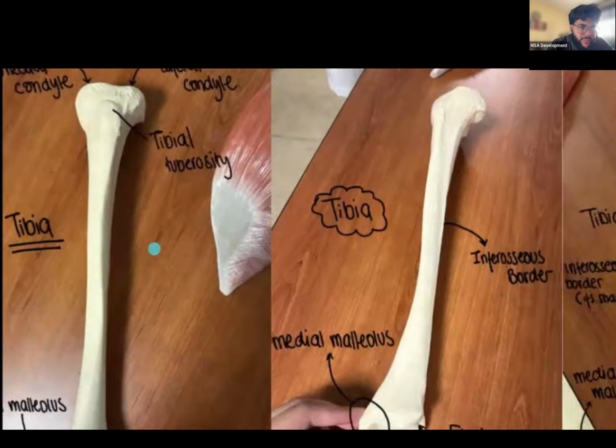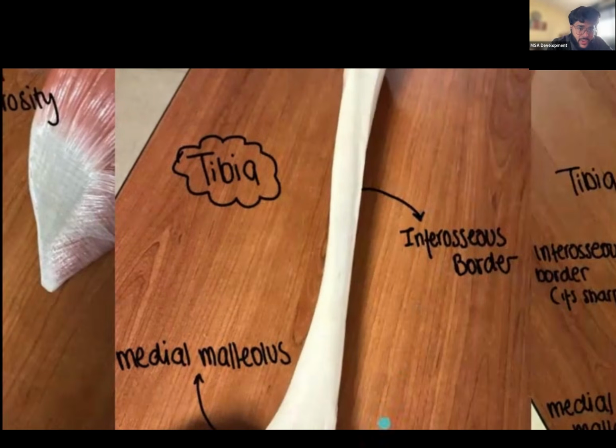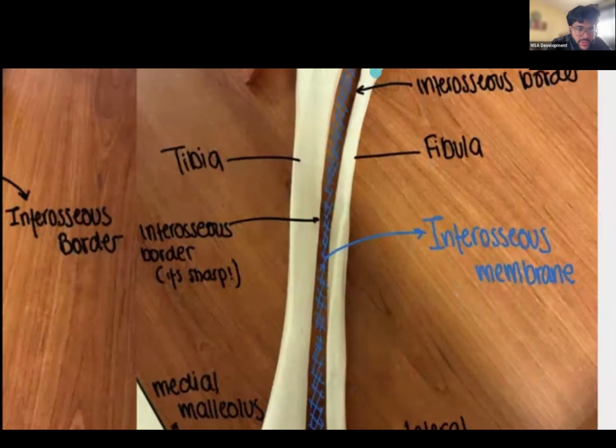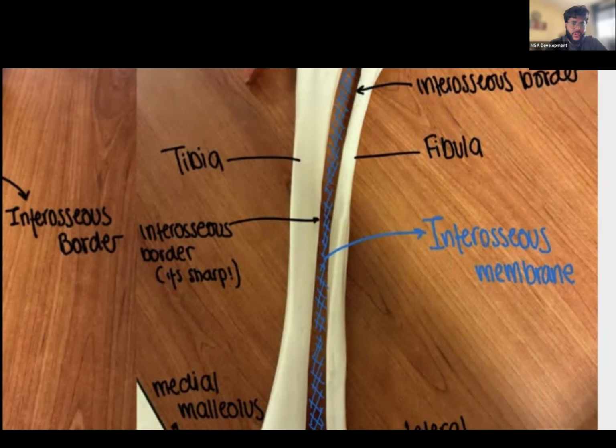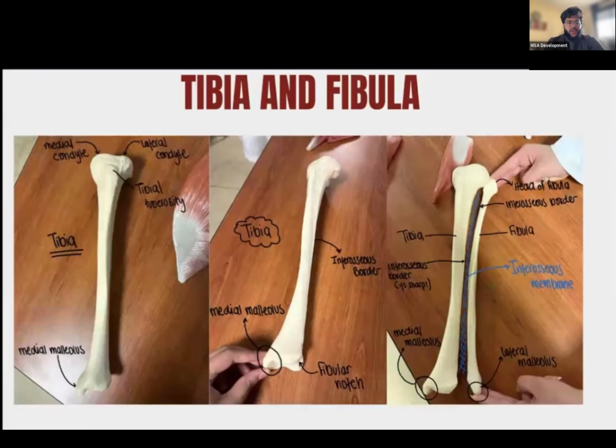Again, these are the dry lab pictures. You have the tibial tuberosity, the lateral and medial condyles, and the medial malleolus, which is basically for your foot. I'll talk about that later. You have the interosseous border and the fibular notch. Between the tibia and fibula you have the interosseous membrane, which attaches to the interosseous border. Lateral and medial malleolus again. Just remember that, and you should be good. Honestly, you don't need to know much about the tibia and fibula.